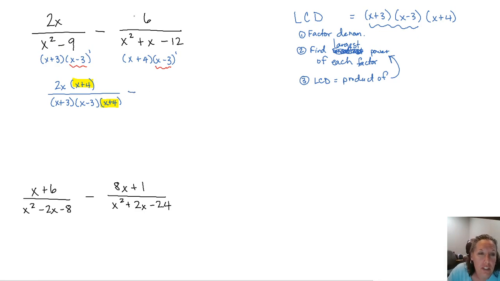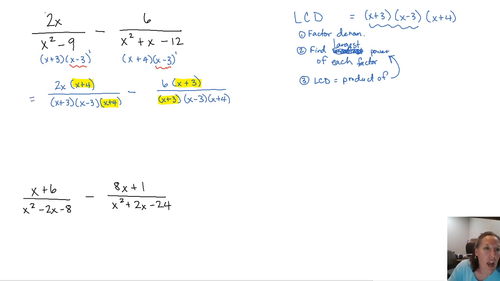All right, for our second fraction, we have our x plus 4 and our x minus 3, but we're missing that x plus 3. So we're going to multiply top and bottom by that x plus 3 so that we have the same denominator on both of our fractions.